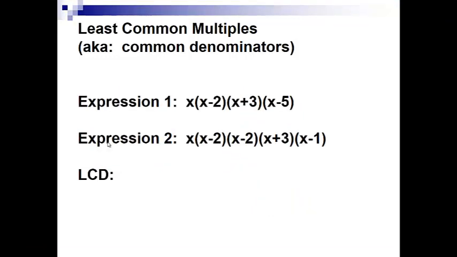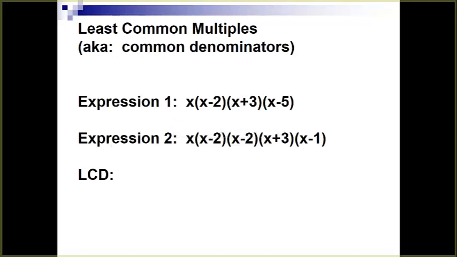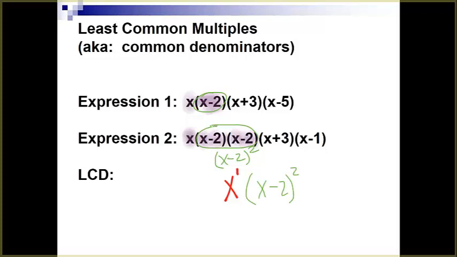Okay, what about algebraically? So let's say we had 2 expressions here. So you look for each one of the parts. So I see I have an x and I have an x. The highest exponent of that x is x to the first, right? There's nothing different. We have an x minus 2 here, and we have an x minus 2 and an x minus 2, which means that part actually is x minus 2 quantity squared. So the highest exponent between the x minus 2 and the x minus 2 quantity squared is x minus 2 quantity squared. For the last couple, we have x plus 3 and an x plus 3.